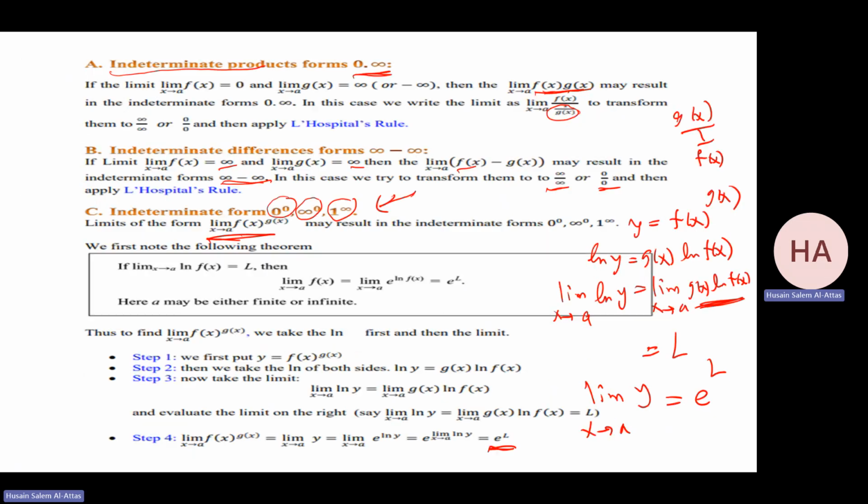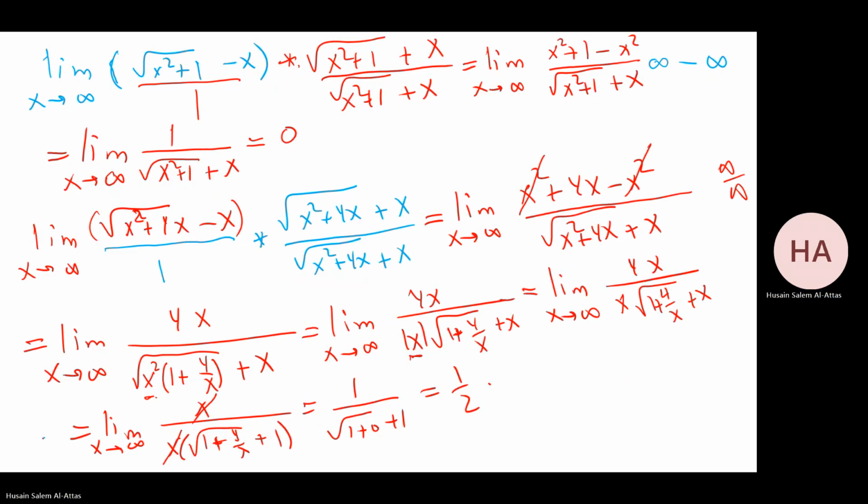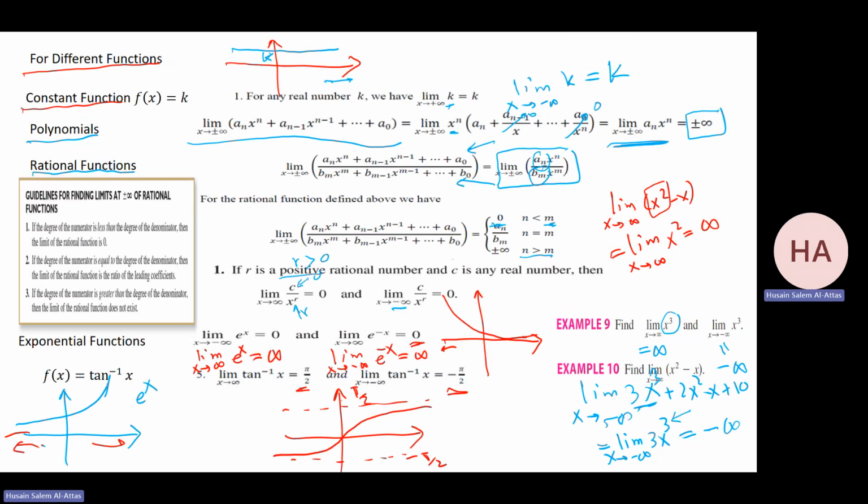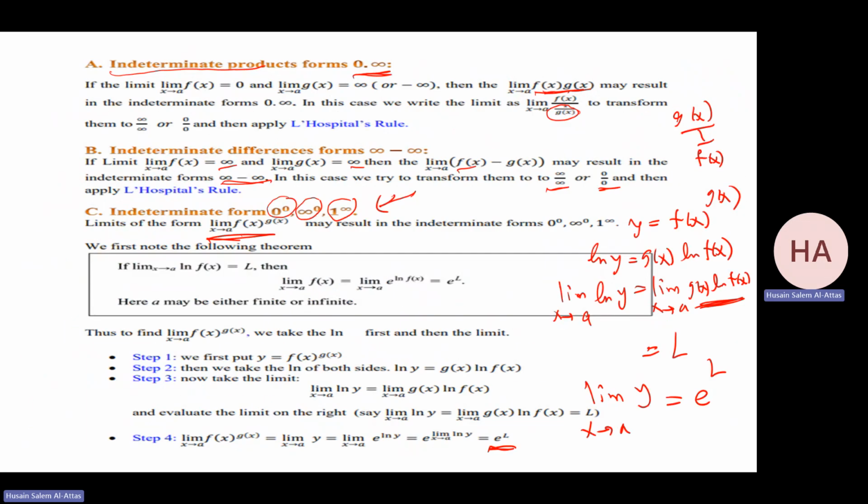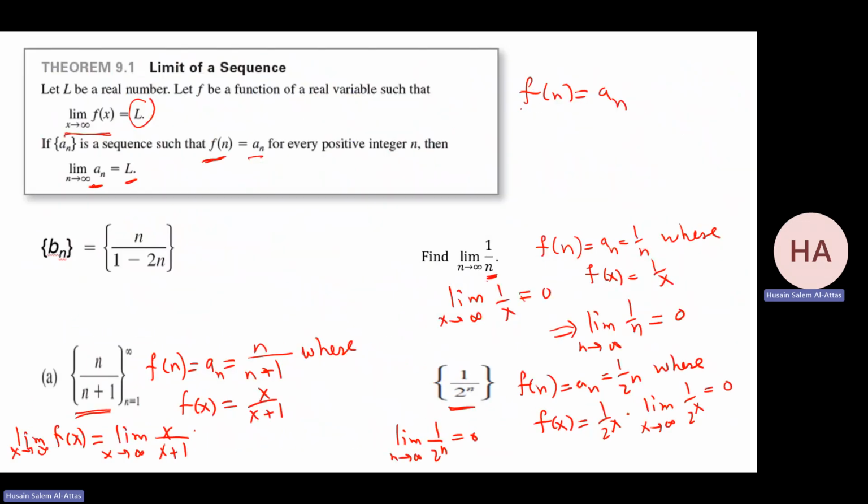This is which category? This one is rational functions. I have a function over a function, same degree. So I deal with the leading coefficients, which is 1 over 1. So that will be 1. So that implies the limit as n goes to infinity of a_n, which is n over n plus 1, will be 1.